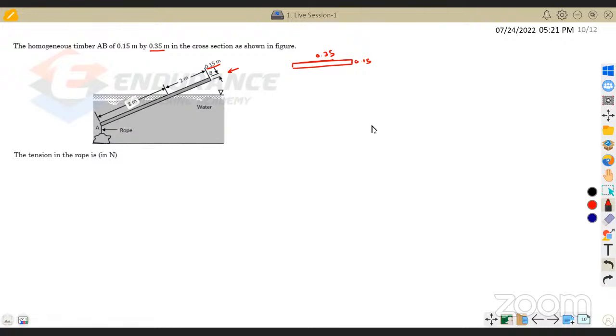Right? Now they are asking what is the tension in the rope. It's very clear. You could see there is a timber rod. We have a timber rod in which at end A, we are connecting it to some weight. We don't know what that weight is, but there is some weight placed here, and that weight is connected to A. We need to find out what is the tension in that rope.